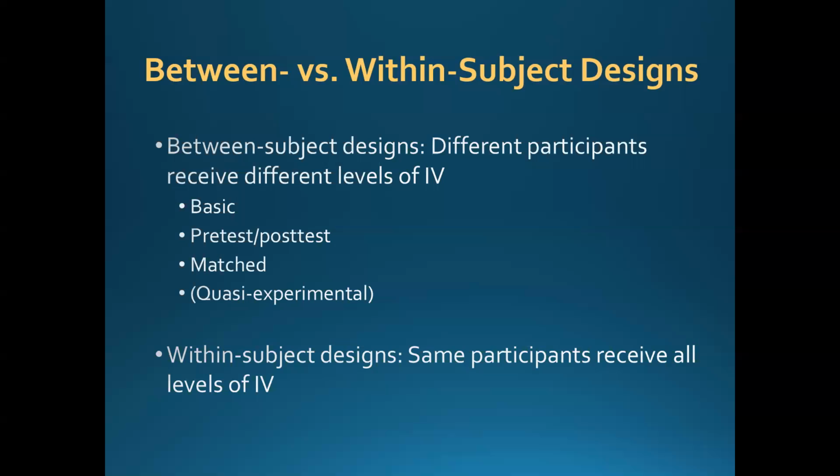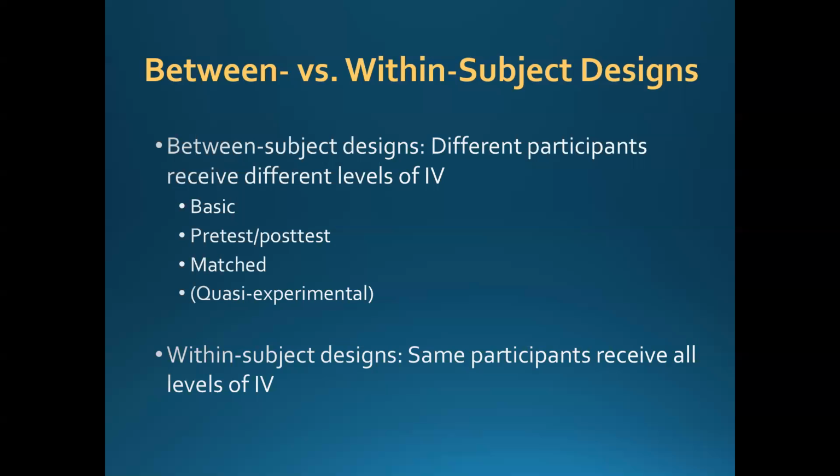A match design is really good at making sure that you can control for these variables that you think will impact your results. And then you have a quasi-experimental design, which is essentially just that your participants aren't assigned at random. It's basically like a basic design, but they're just not assigned at random. And then of course we have the within subjects design where the same participants receive all levels of the IV.